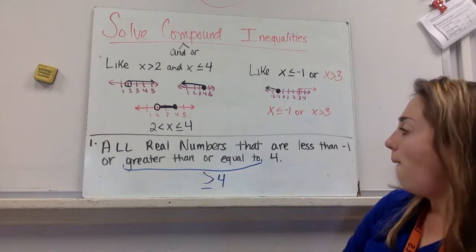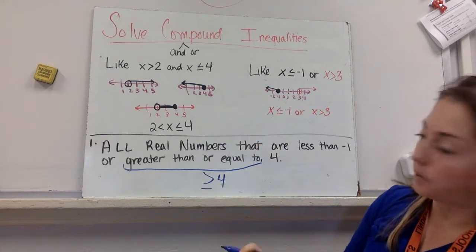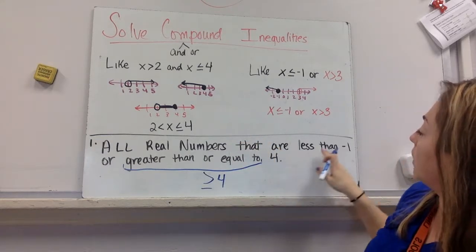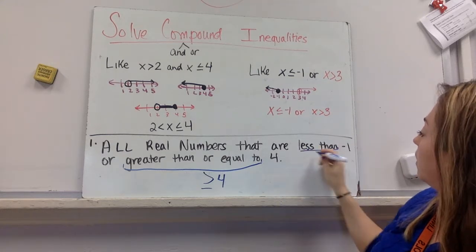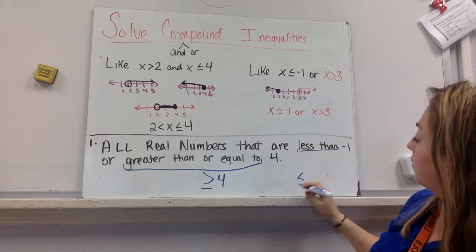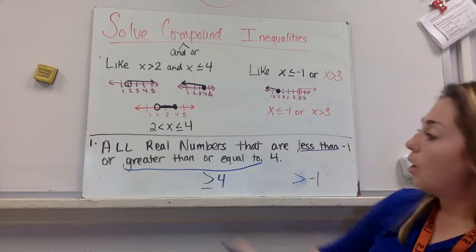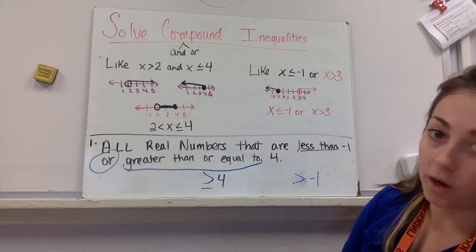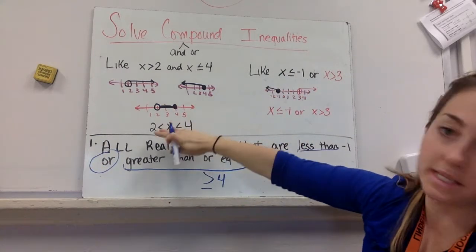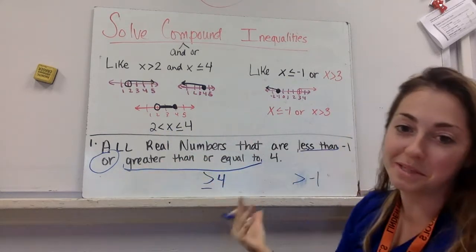4. Okay, all real numbers is just a variable. So you can call it anything. I'm going to call it x. So we need that are less than -1. Less than -1. Less than, I did that the backwards way. Less than -1. Or greater than or equal to 4. So it's an or statement. Is it going to be together like an and or separated like an or? It's an or, so it's going to be separated.